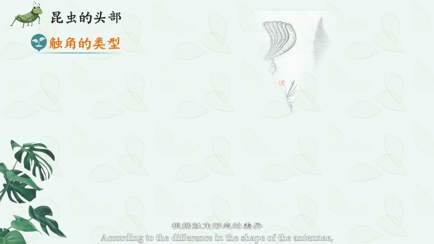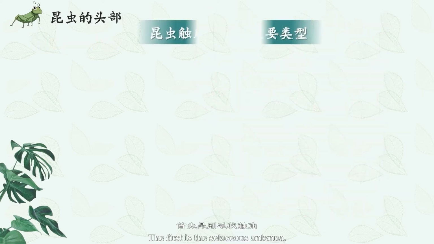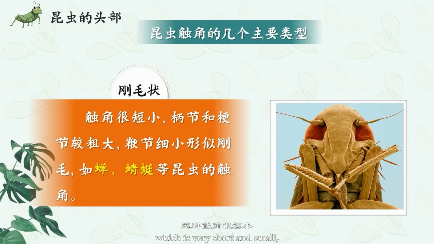According to the difference in the shape of the antenna, we divide the antenna into different types, such as setaceous, filiform, serrate, pectinate, bipectinate, geniculate, aristate, plumose, clavate, capitate, lamellate, etc. The first is the setaceous antenna, which is very short and small. The scape and pedicel are relatively thick, and the flagellomeres are small.